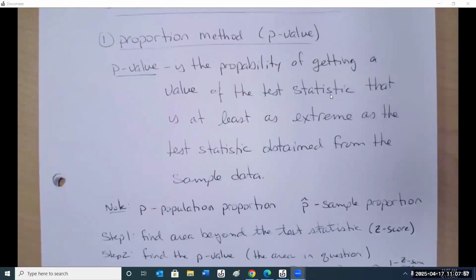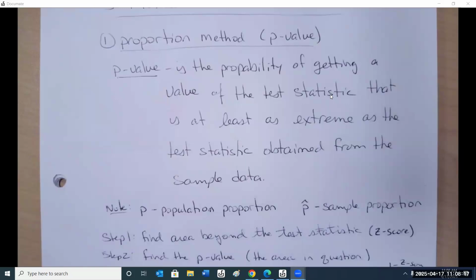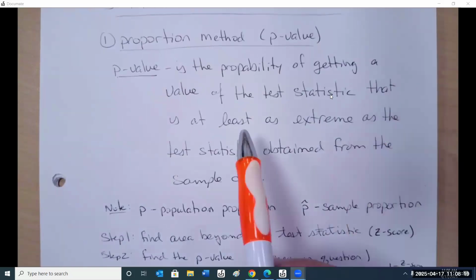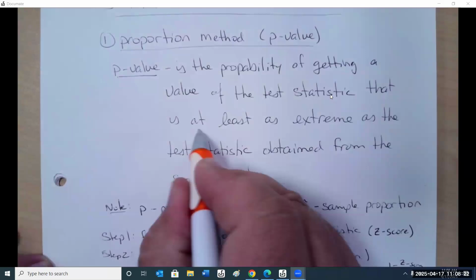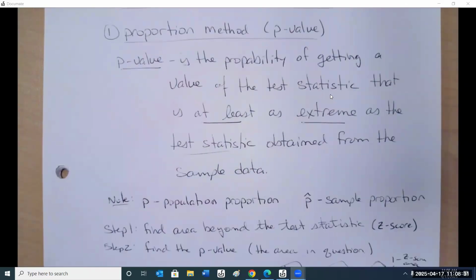So the first method is really the p-value method. I hesitate to really talk about this because it's not used in the real world. You can't publish with it and you can't really use it in school. But we're going to use it anyway. It's the probability of getting a value of the test statistic that is at least as extreme as the test statistic obtained from the sample data. And we'll look later at how the p-value relates to whether we keep or reject the null hypothesis.